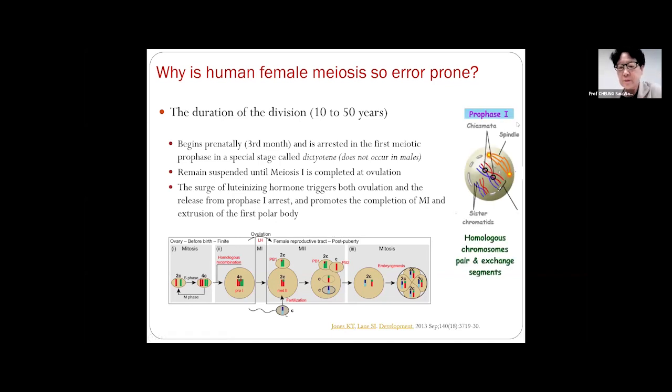And as I mentioned before, in prophase 1 you have the sister chromatids, then the homologous pairing, and then the crossing over. At the junction of the crossing over, we call it chiasmata. And then here's the spindle. So the chiasmata is very important in the next slide.